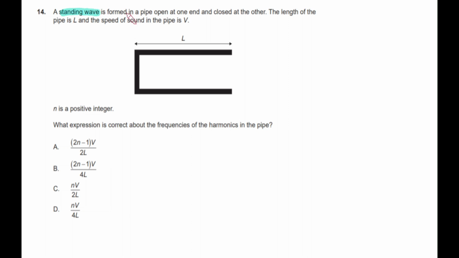A standing wave is formed in a pipe open at one end and closed at the other. The length of the pipe is L and the speed of sound in the pipe is v. n is a positive integer. What expression is correct about the frequencies of the harmonics in the pipe?